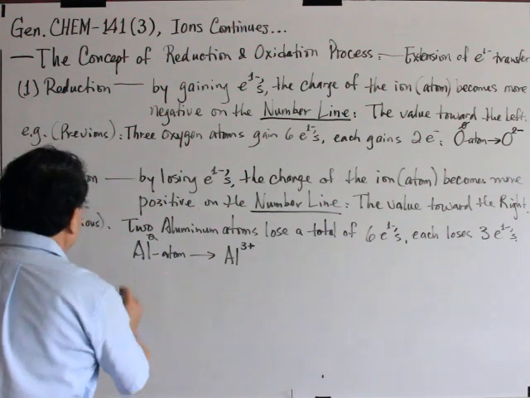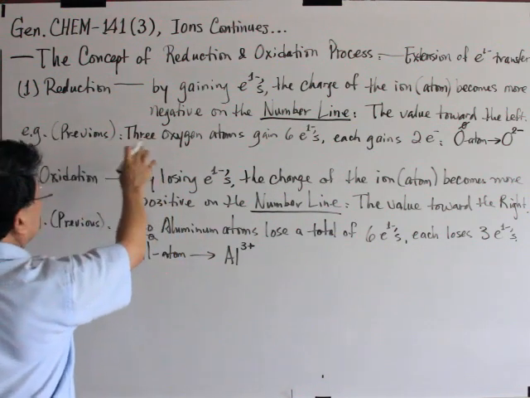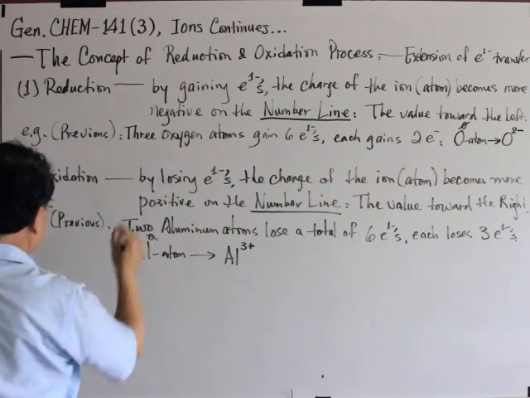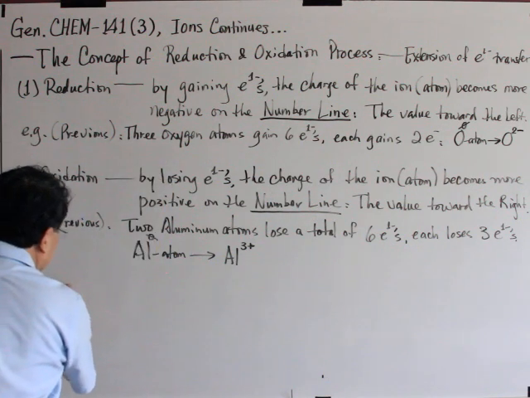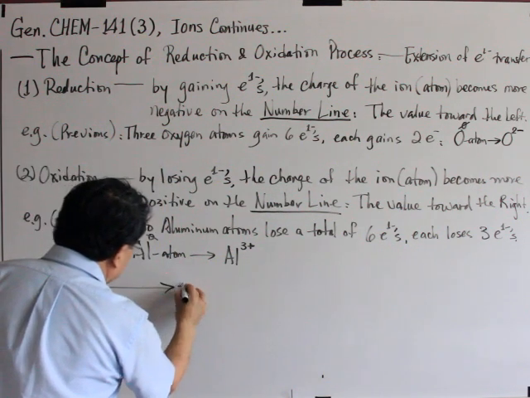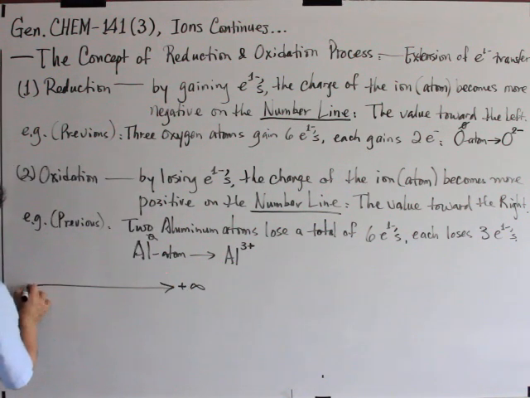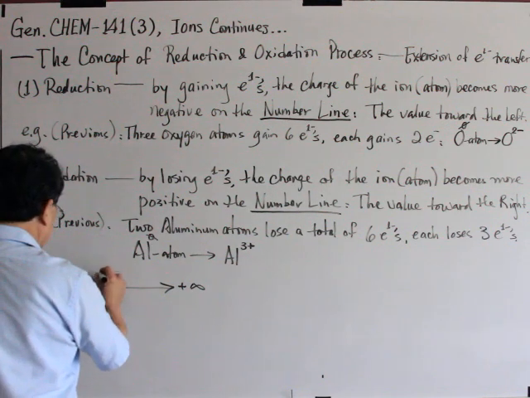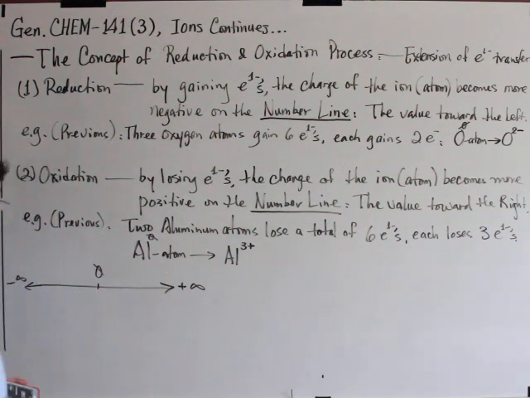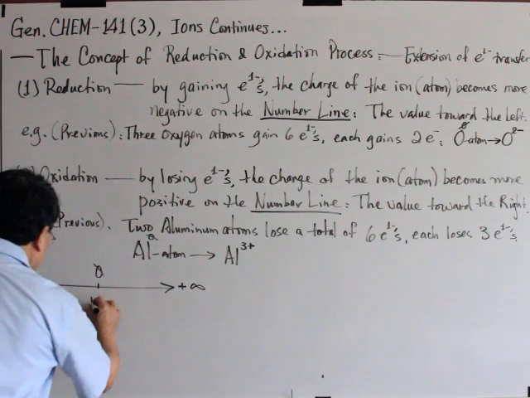So let's do this. See if we can understand. For the aluminum, for the oxygen, what does the number line look like? A positive infinity, and here is negative infinity. In the middle is going to be 0, representing neutral.